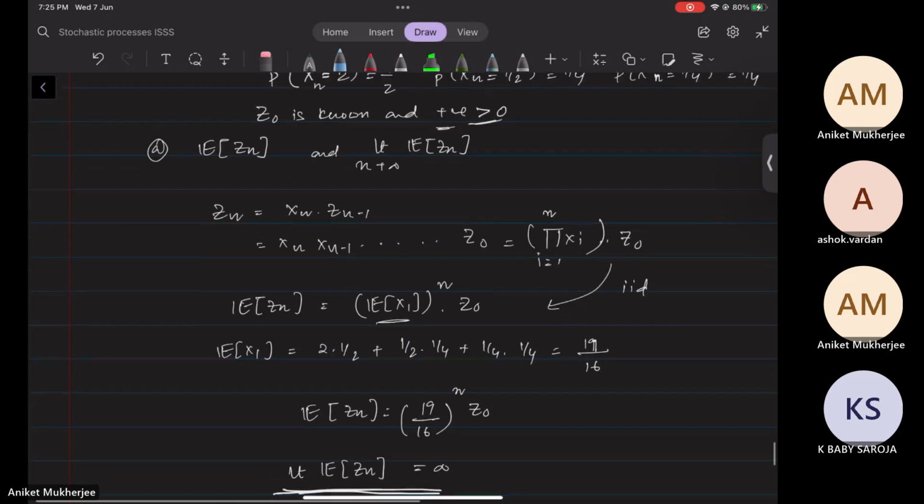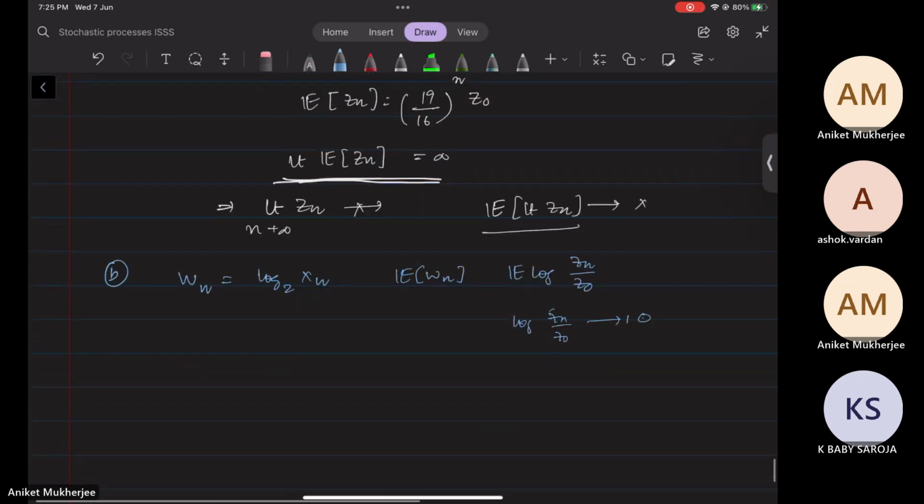Just directly calculating the expectation of this, you can't say anything. So you need to do this. For this, we'll use the central limit theorem. Yeah, central limit theorem. Sorry, strong law of large numbers. Strong law of large numbers. Okay, so first we'll calculate what the expectation of Wn is. It is the expectation of log 2 Xn, which is half log 2 plus 1/4 log 1 by 2 plus 1/4 log 1 by 4. This is minus 1 by 4.